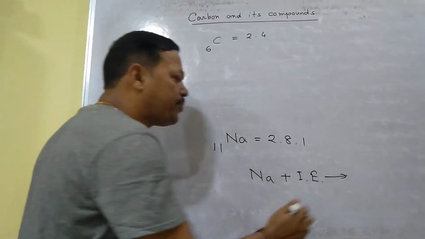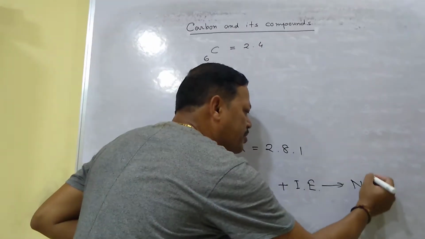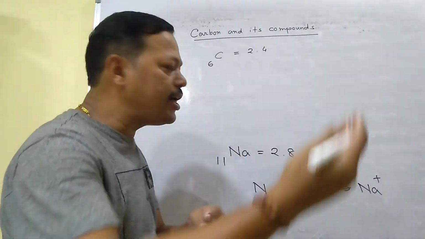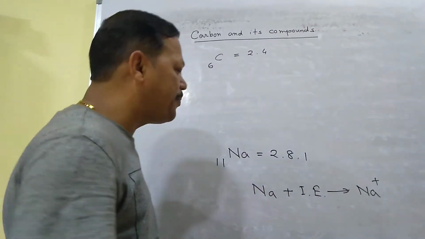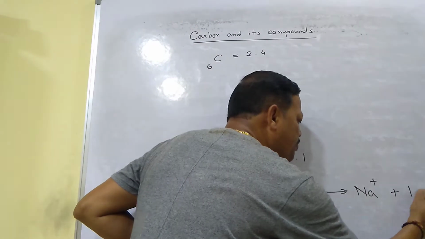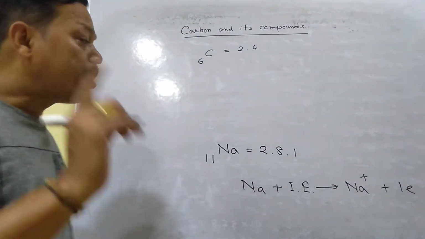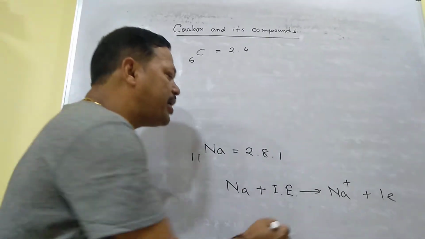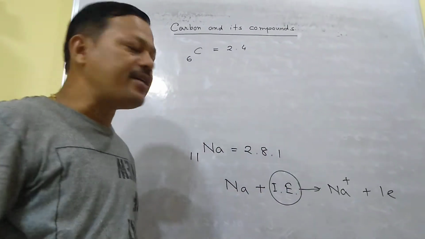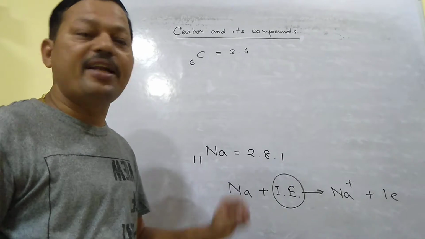When it gains that amount of energy, then 1 electron is released from sodium and sodium becomes positively charged. When an atom releases 1 electron, it becomes 1 plus. If it releases 2 electrons, it becomes 2 plus, like that. So that is why, if you want to remove some electron, it requires some amount of energy, which is called ionization energy.